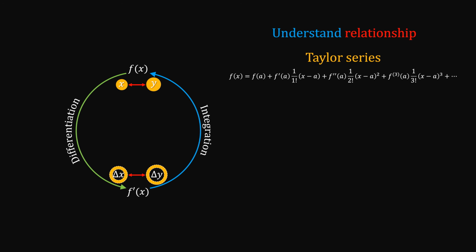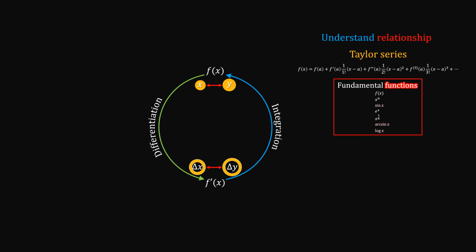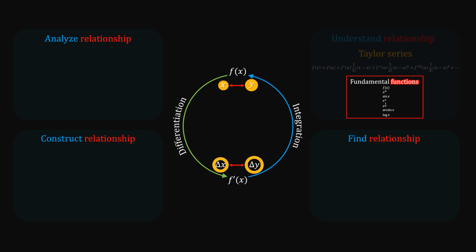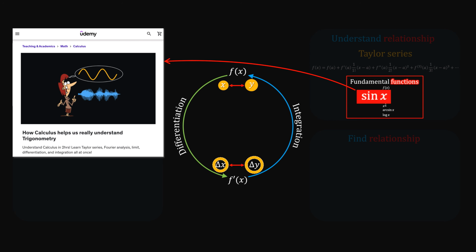This method offers a way to understand some of the most fundamental relationships, like sine, arcsine, and log. Those well-understood relationships will be used to analyze, construct, and find relationships. For example, the sine relationship is used in Fourier analysis. It's widely used in sound analysis. If you're interested, you can find more details in our course, How Calculus Helps Us Understand Trigonometry.